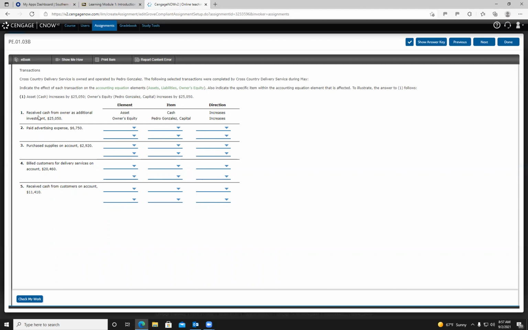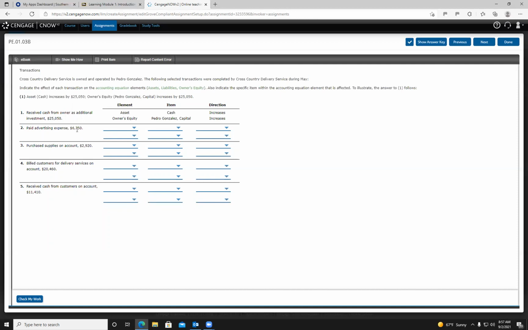It says that Cross-Country Delivery Service received cash from owner as an additional investment. Okay, so if they received cash as an investment, obviously assets and owner's equity are being affected, cash and capital, and they're both being increased. All right, so let's look at the next one.